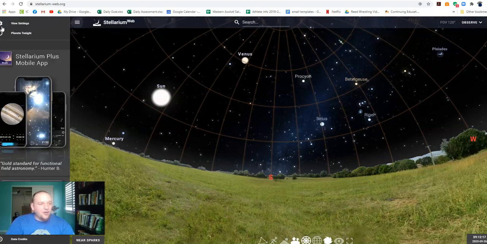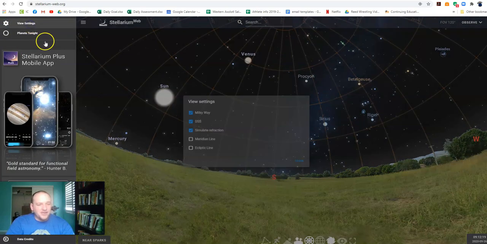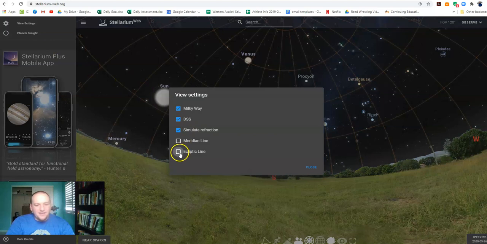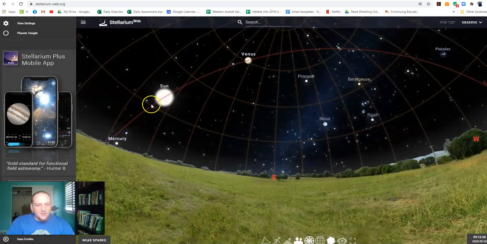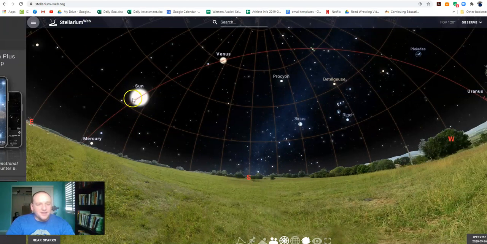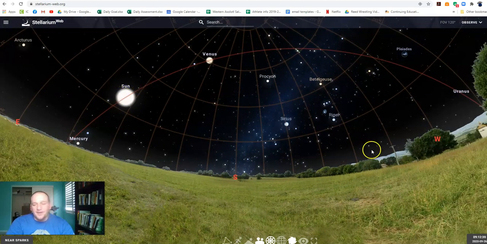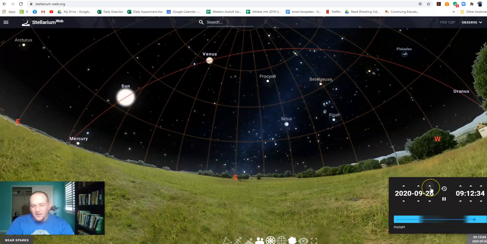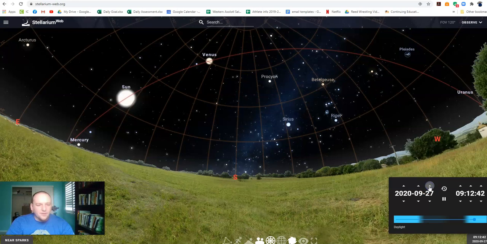So I'm going to go ahead and open up the ecliptic here by changing my view settings and see the ecliptic line. There's my ecliptic, and I say close. And you'll notice this ecliptic line runs right through the sun. And so if we watch the sun again, as we change our day one day at a time, we see that the sun is always on the ecliptic. It's slowly moving bit by bit along the ecliptic from left to right.